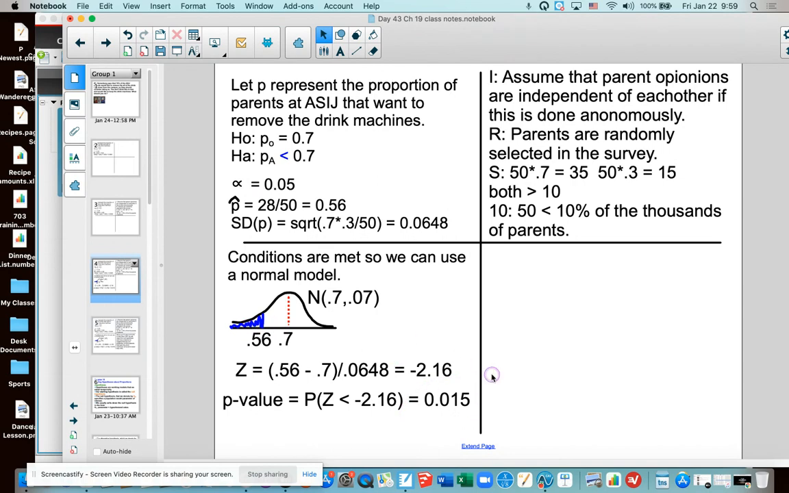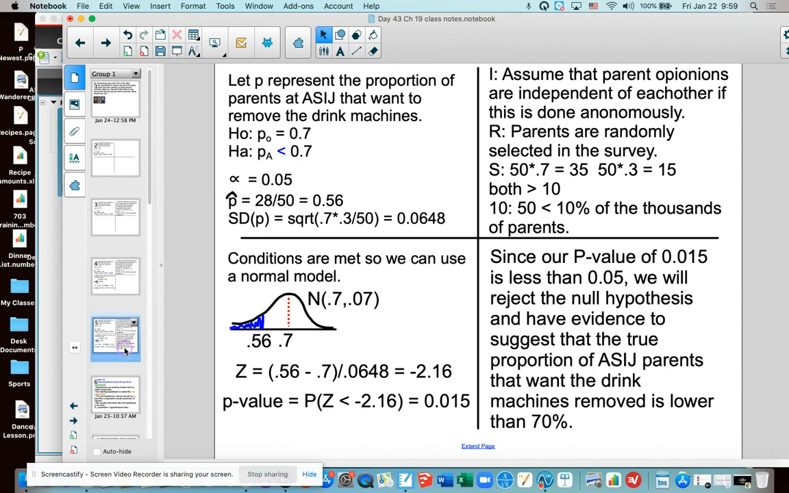What's that probability? Now I can see right away this is a low probability. So this sample that I got, 28 out of 50, it really was unusual. It's unusual to get a sample proportion of 0.56 if the truth was really 0.7. So I really do think that 0.7 is probably wrong. All right, so let's write that up. You've got to say that.